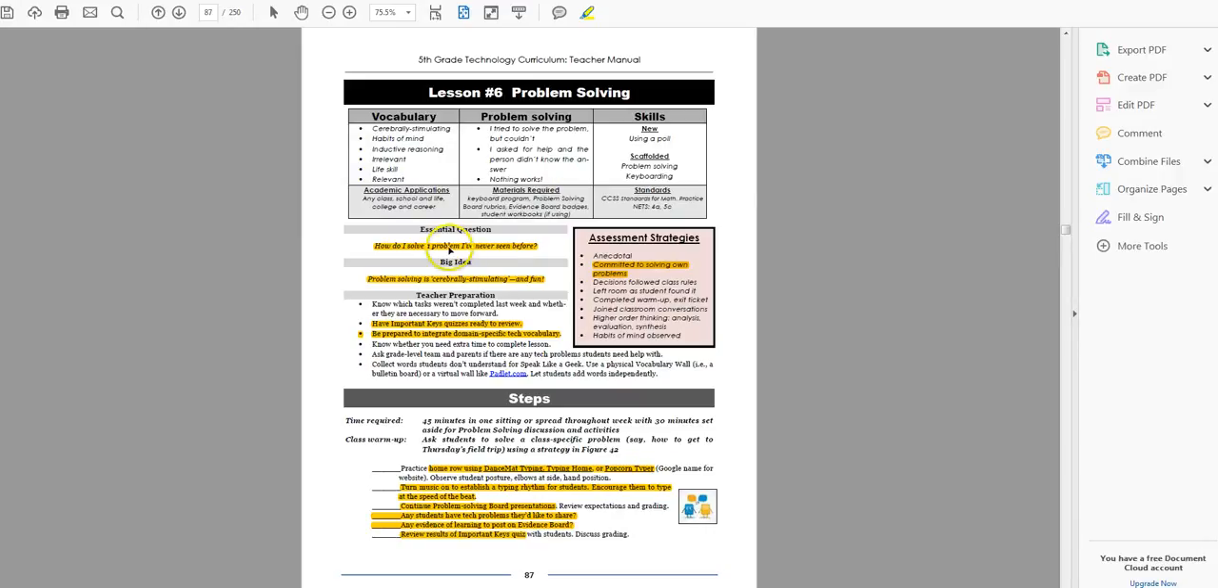Okay, how do I solve a problem I've never seen before? There's going to be so many of them in life. And that's what we're trying to do. By fifth grade, you want them to be aware that problem solving is a template. You have certain strategies you try, and usually one of those works.